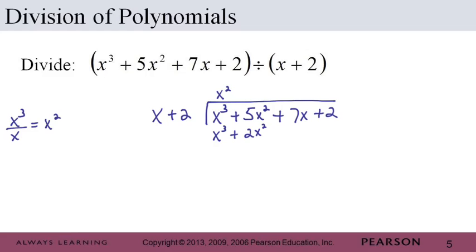Now time for subtraction, so we change signs and add. X to the third plus negative x to the third is nothing, but 5x squared plus negative 2x squared gives you 3x squared. Now pull down.